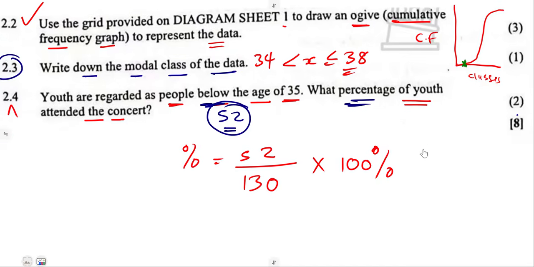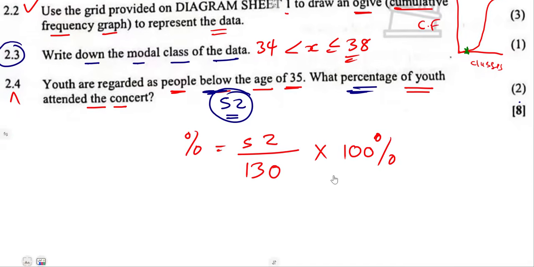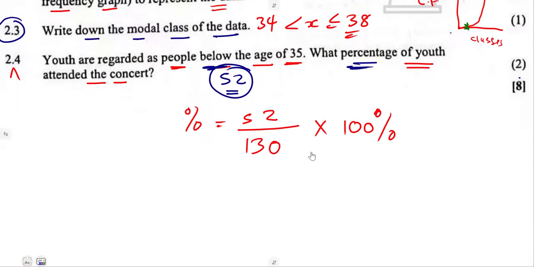So this is the percentage of the youth which attended the given concert. As a percentage, that was going to be 40%. Here, guys, you might have any other value which is not 52, so use the value that you're obtaining from your graph.